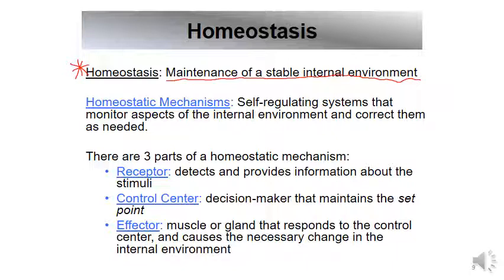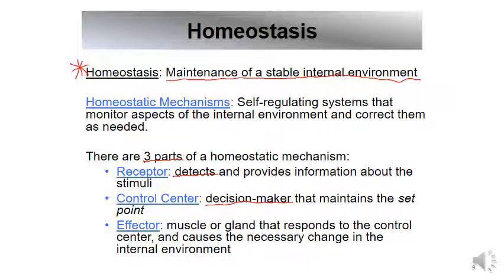And this is done by different cells and different organs that work with each other to make sure that our body is working correctly. 3 parts of a homeostatic mechanism. Receptor. Receptor just means what is the organ or what is the cell that detects the problem. It detects the problem and provides information about the problem. Then the control center is the decision maker. So this is the one that says, okay, there is a problem. We just learned about this. How can we fix it?